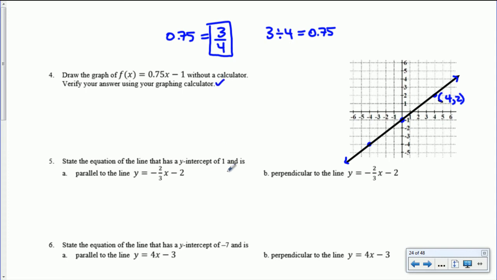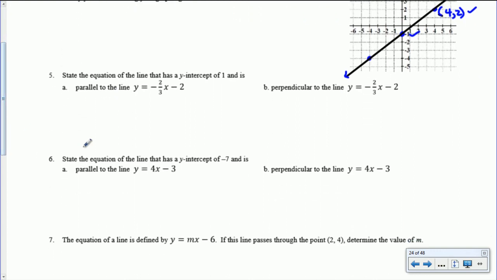So did that. Confirmed. Confirmed. Okay, moving on. Number 5.